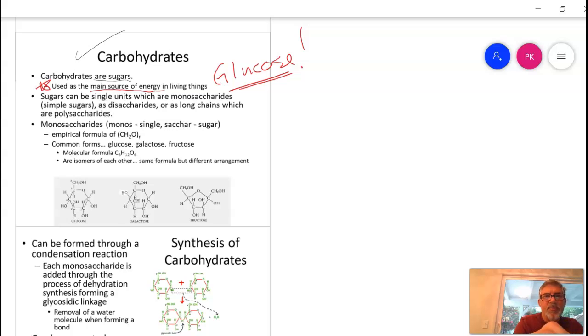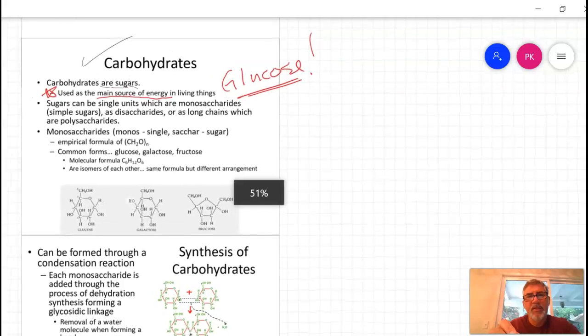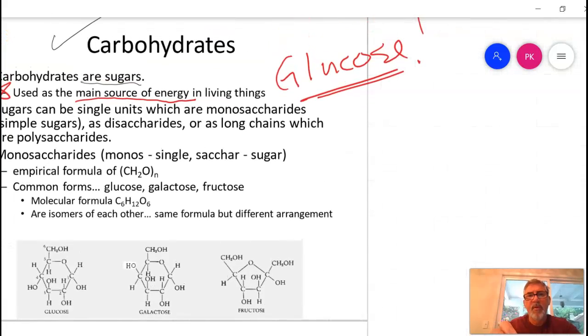Okay, so sugars can be monosaccharide. Let me just expand this a little bit. A monosaccharide is a monomer of carb. Saccharide means sugar, so a saccharide is a simple piece of sugar. Simple sugars are monosaccharides and disaccharides. Di would be 2 put together.